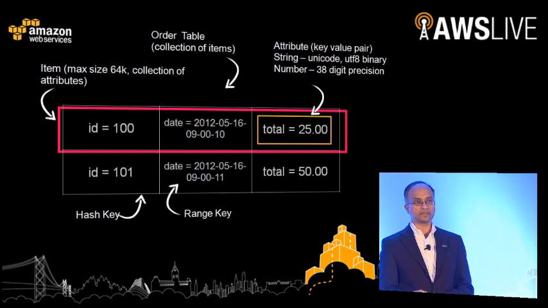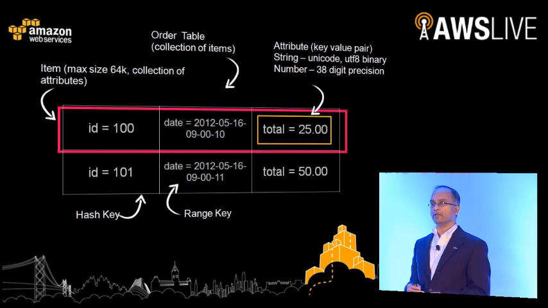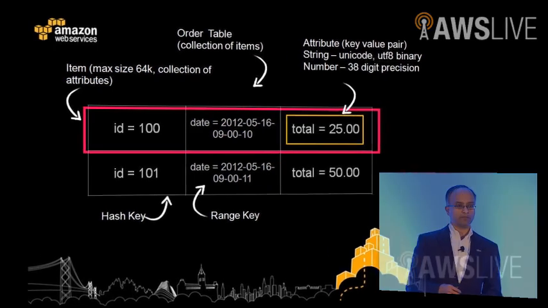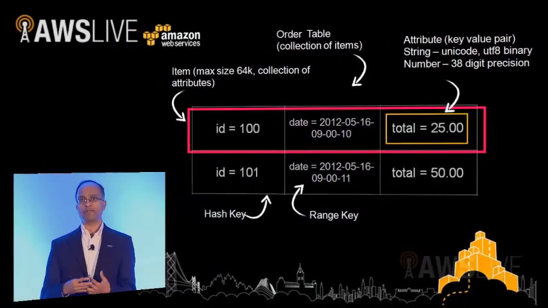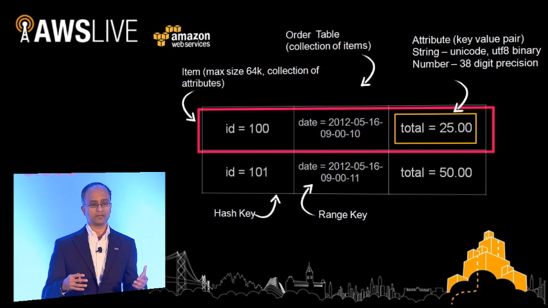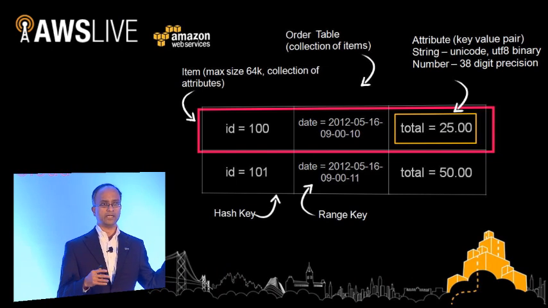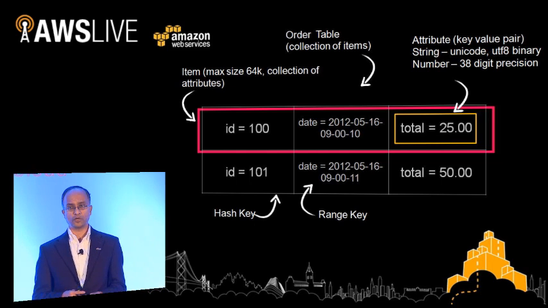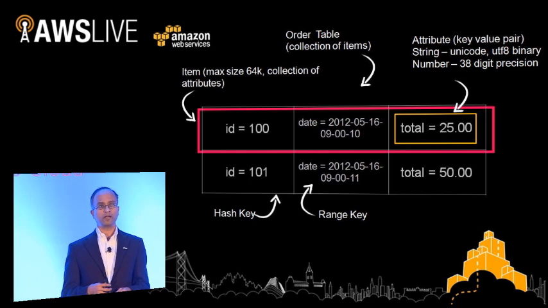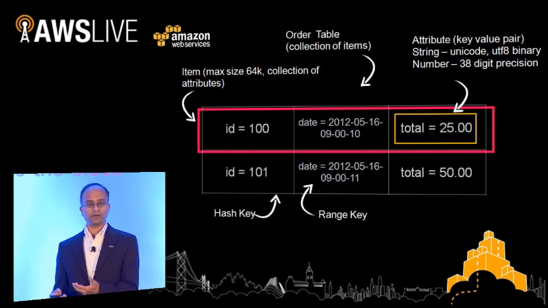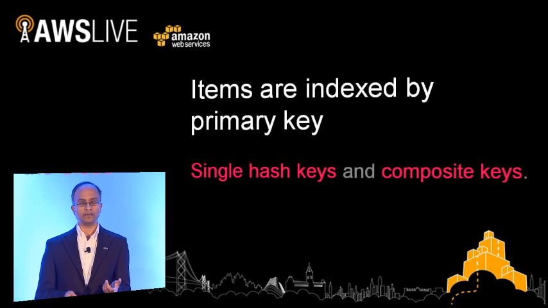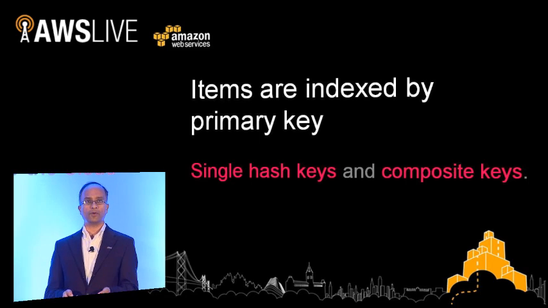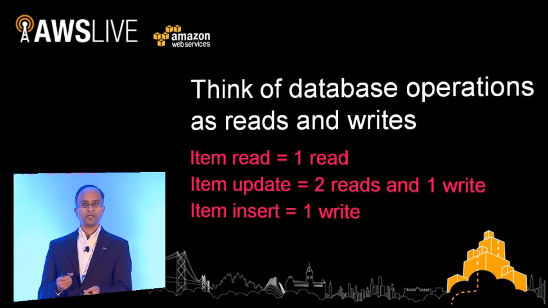For example, in this case, typically in the relational database, if you wanted to know item 100's price or the order value, you would have issued a select statement. Select from table where ID equals 100, right? Select total from a table where ID equals 100. Here, that operation would be simply a way of using the primary key and doing a get operation.